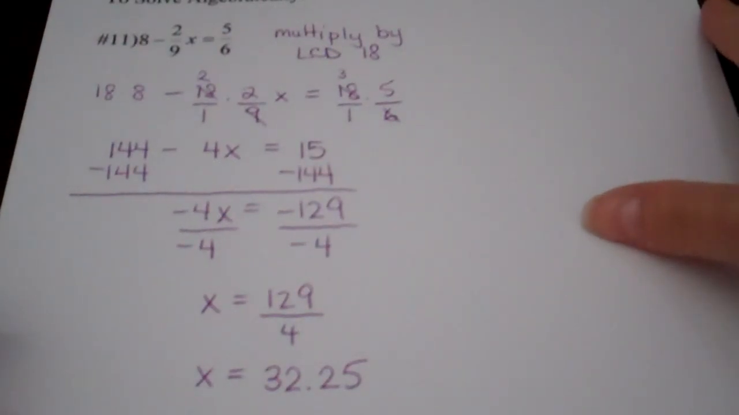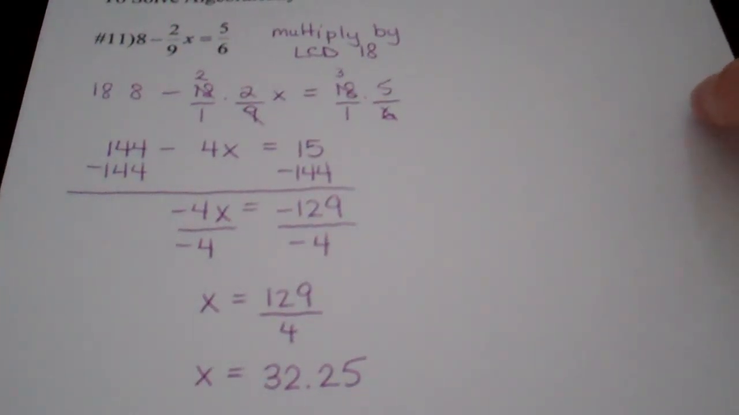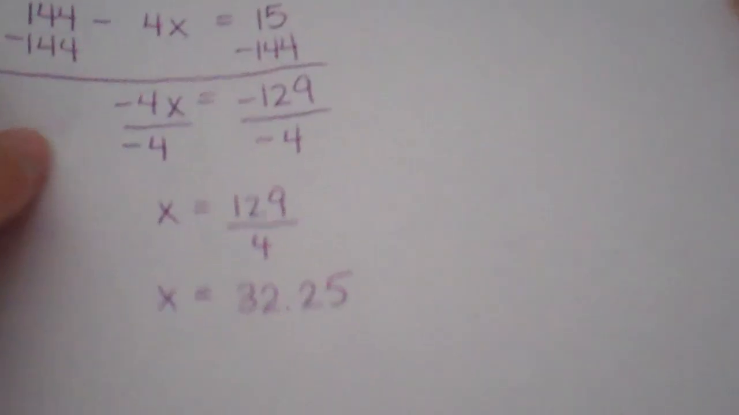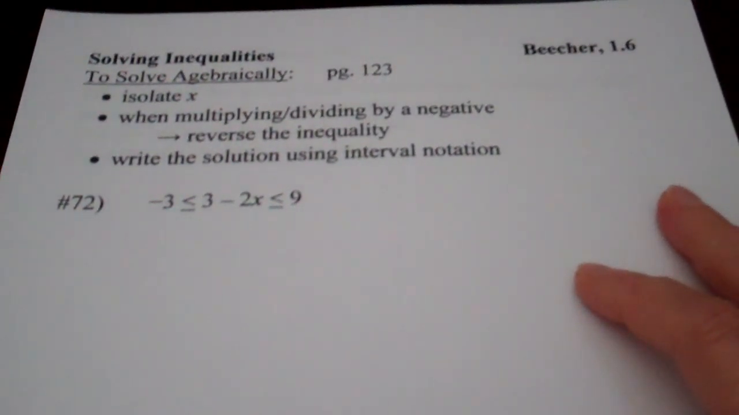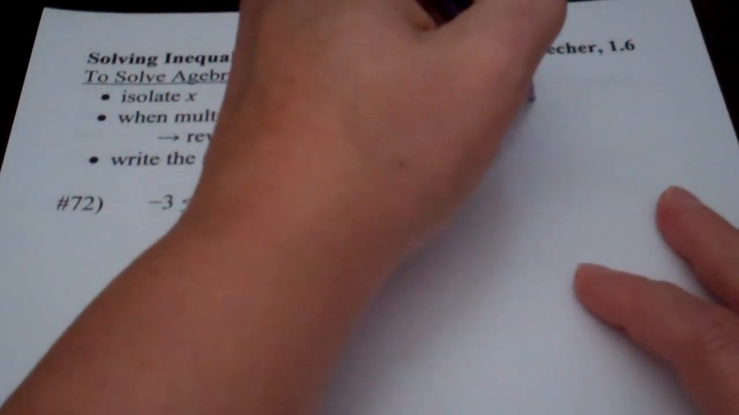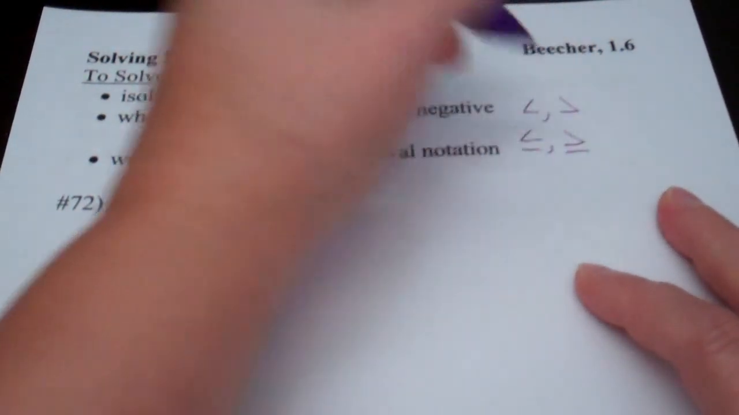And there are lots of examples in your book that you can use to practice this if you need more practice. We're going to move on to the next section, which is somewhat similar, but now we're using an inequality. An inequality would be a less than, greater than, less than or equal to, or greater than or equal to.